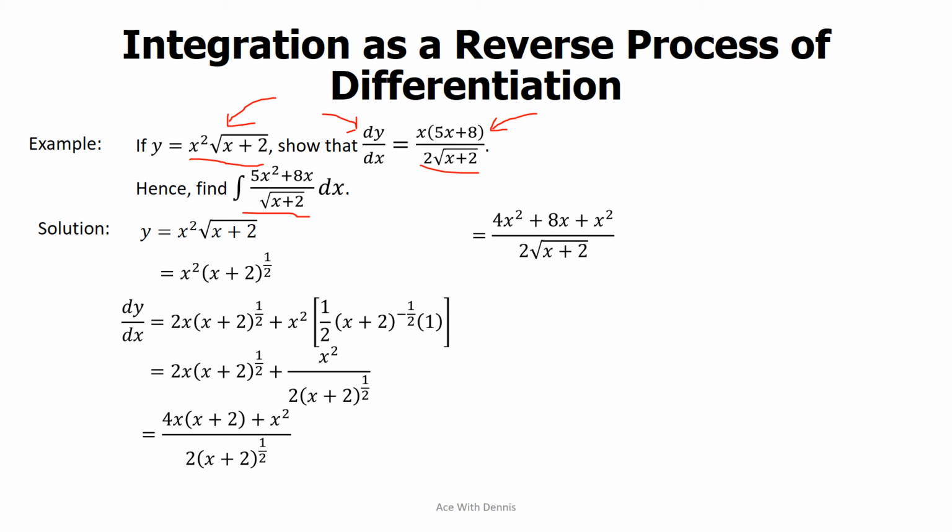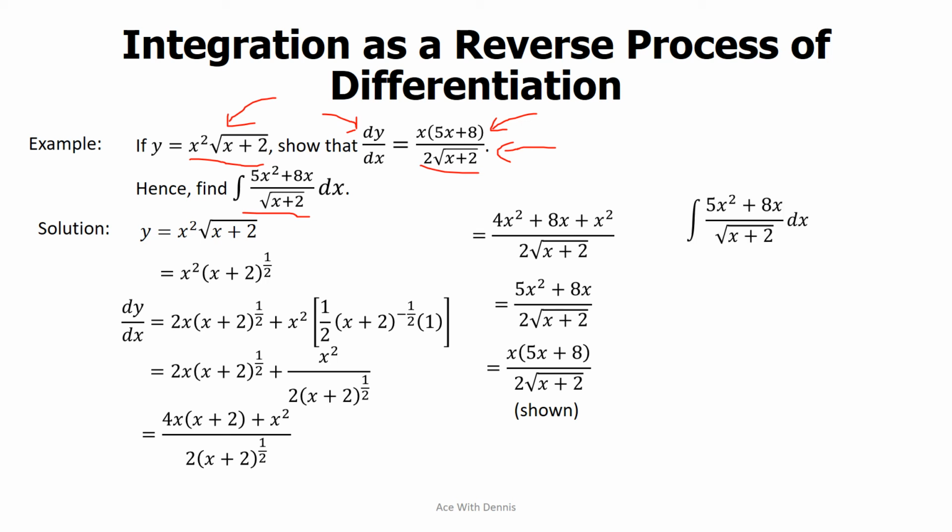Simplify, we get 5x squared plus 8x over 2 square root of x plus 2. Then we factorize the x, we get x times (5x plus 8) over 2 square root of x plus 2. So we have proven the answer that we want to prove, hence shown.